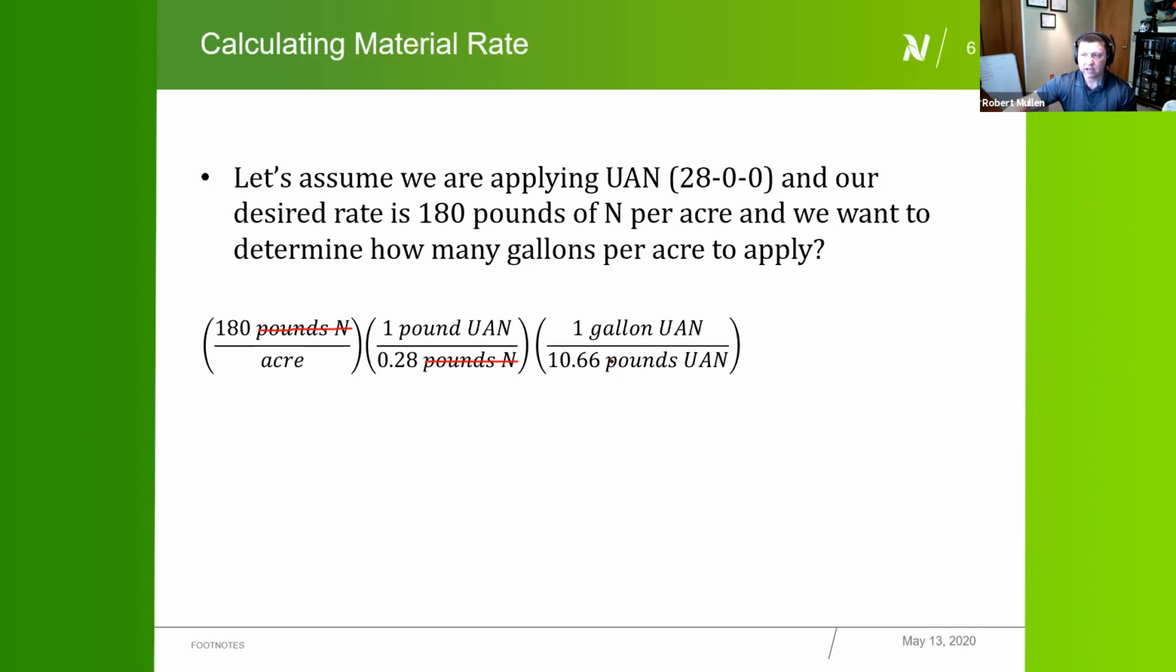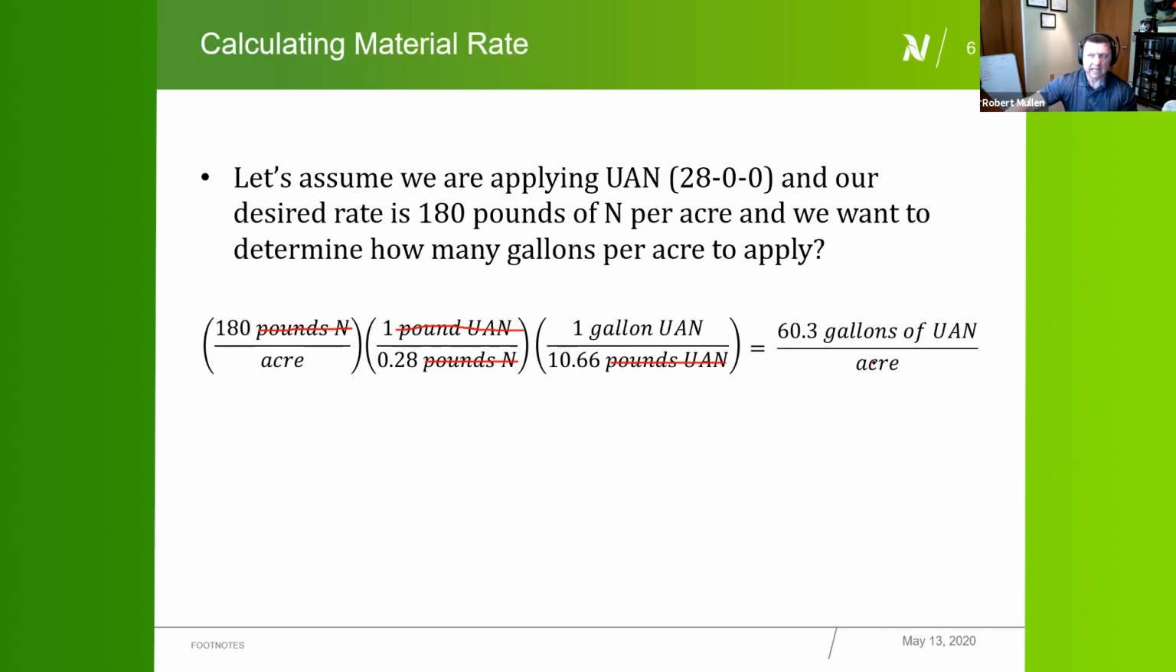So that's one check off the top. If this value is less than 8.34, you know that you're probably using the wrong number. You go pull that specific gravity. For every 10.66 pounds of UAN, I get a gallon of UAN. And so you notice that I can eliminate these. And now I'm left with gallons of UAN per acre. Now all I have to do is the math. 180 divided by 0.28 divided by 10.66, and it winds up being about 17 gallons of UAN per acre.